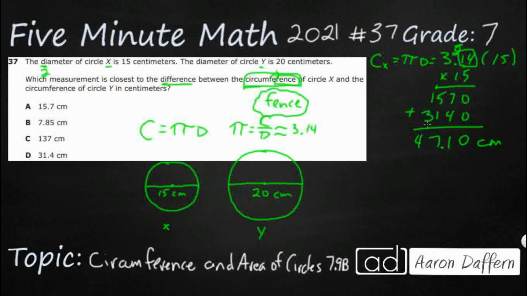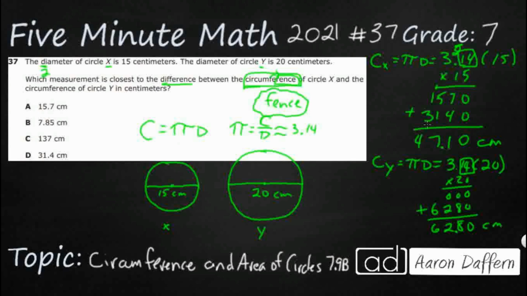Let's do the same thing for Y. Circumference of Y is going to equal pi times the diameter. So that is going to be 3.14. Our diameter for Y is 20. All right, so let's just multiply by 20. See what we get here. So that is going to be, oh, that's easy, a whole bunch of zeros. All right, let's get into that next row there. That is going to be 8, 2, 6. Add them up. That's pretty easy. 6280. 2 digits behind the decimal there, 2 digits behind the decimal there.